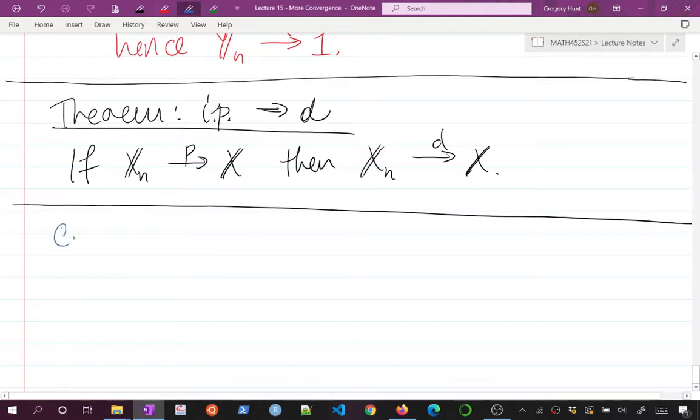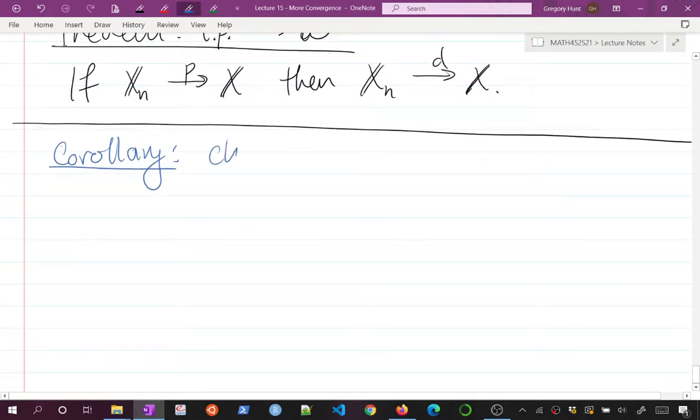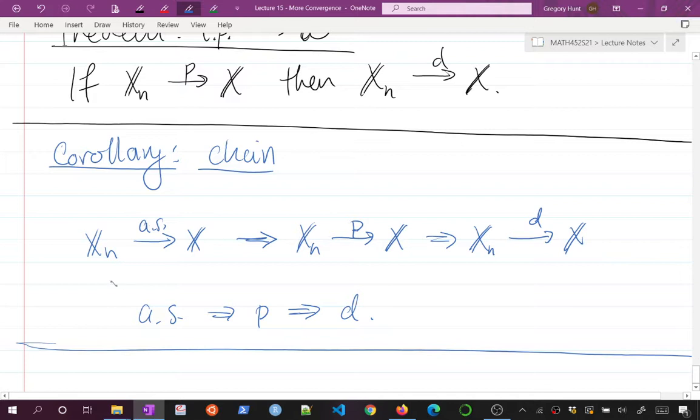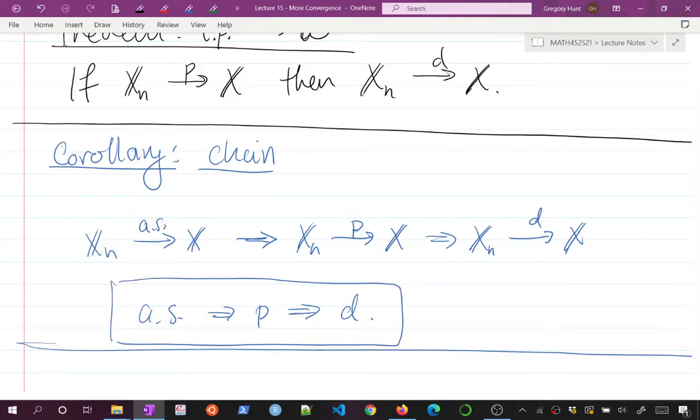So the corollary of this theorem is that we now know a certain chain of convergences. That is, Xn converges almost surely to X implies that Xn converges in probability to X, which implies that Xn converges in distribution to X. So almost sure implies in probability implies distributional convergence. And that's the chain that you should memorize. That's the really important convergence chain.